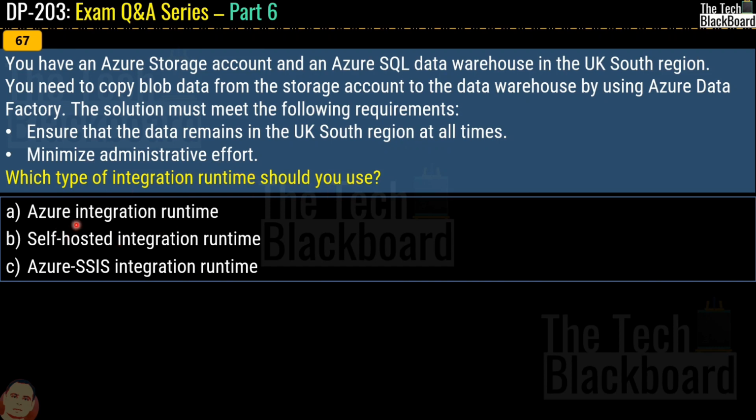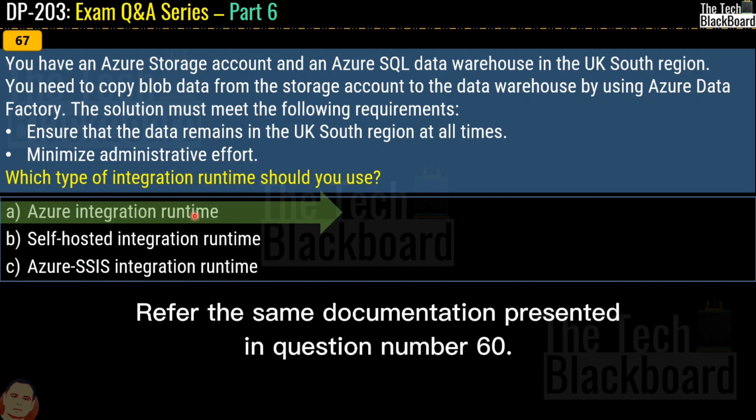Your options are Azure Integration Runtime, Self-Hosted Integration Runtime, and the third one is Azure SSIS Integration Runtime. And the correct answer to this question is option A, Azure Integration Runtime. And friends, I just shared the details of different integration runtimes in question number 60. So please refer to the same documentation that I presented in question number 60 for this question as well.